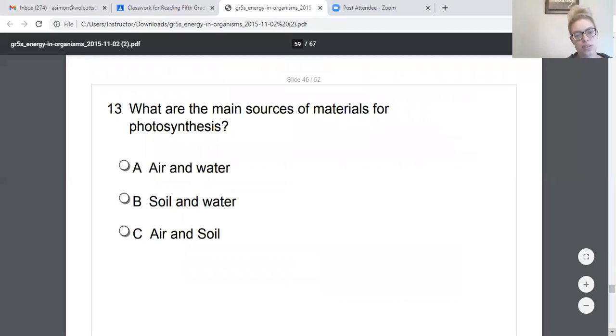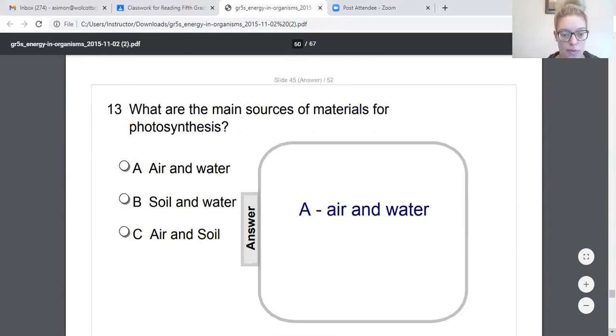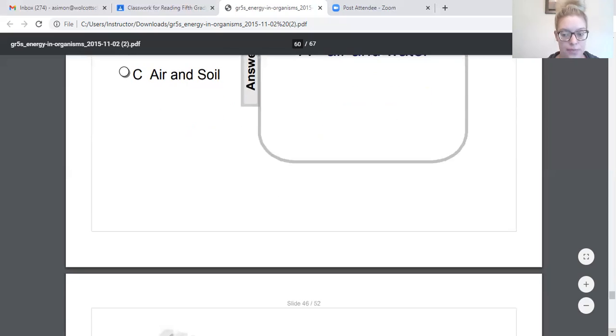All right, so question 13, what are the main sources of materials for photosynthesis? So what are the things that you need? What are those ingredients that go into photosynthesis? A: Air and water, B: soil and water, or C: air and soil? Well, we need carbon dioxide and water, so that is going to be which of those? If you said A, you are correct, air and water.